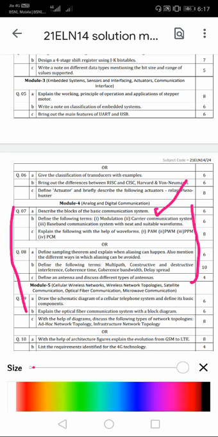Next, define the following terms: modulation, carrier. The B I will not give guarantee. They may give any type of question. C. Explain the following with the help of waveforms: PAM, PWM (pulse width modulation), PPM and PCM. The C also I will not give any guarantee. But based on these two, they will give you the question, not exactly this question.